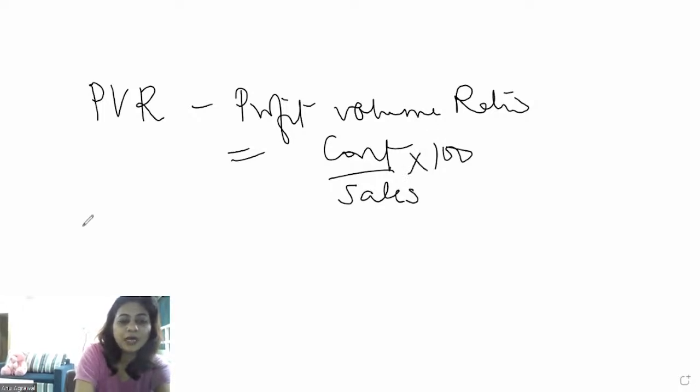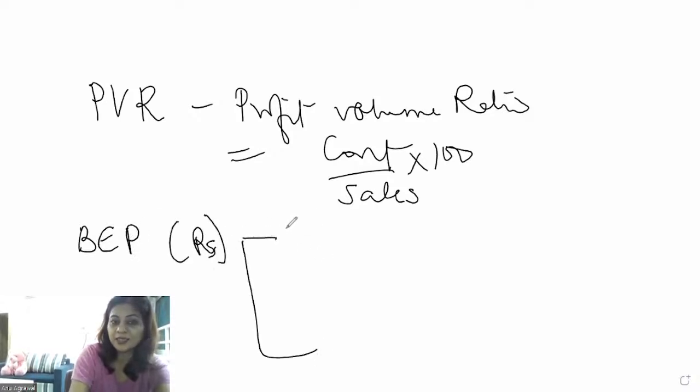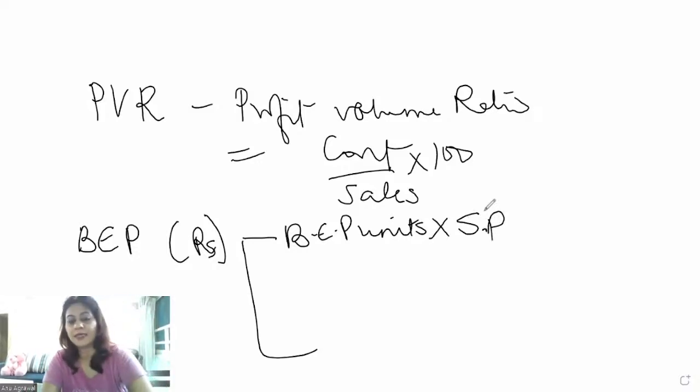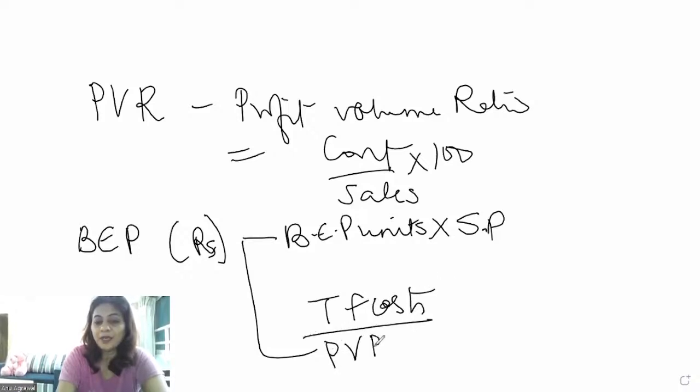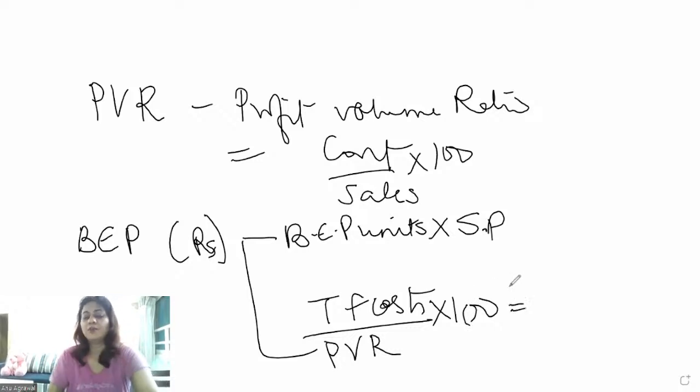So if you want to find out break even in rupee terms, there are two methods. One is you find out break even units and multiply it by the selling price. Yes or no? You can get break even in rupee terms. Or you can do what? Total fixed costs divided by PVR. Of course, you'll have to multiply it by 100 because it is in percentage. You will directly get break even in rupee terms.